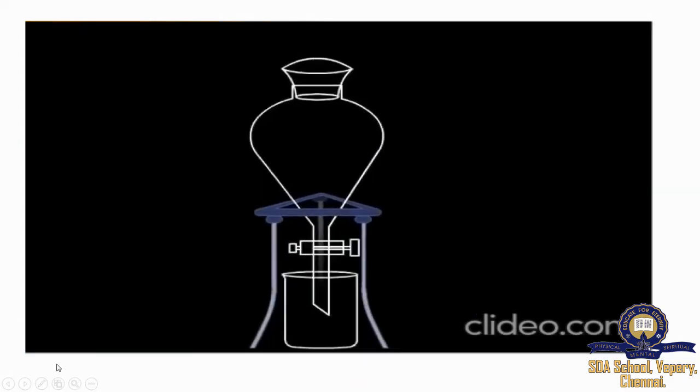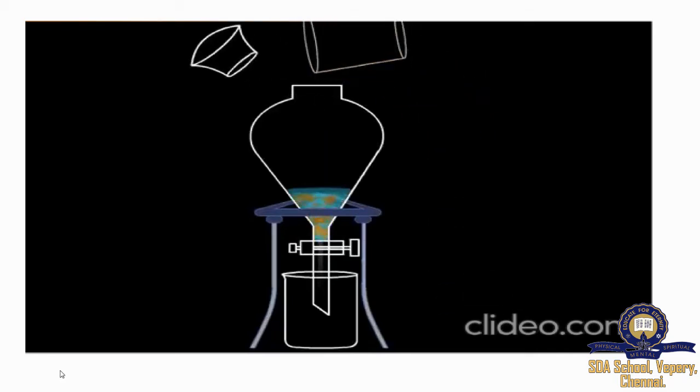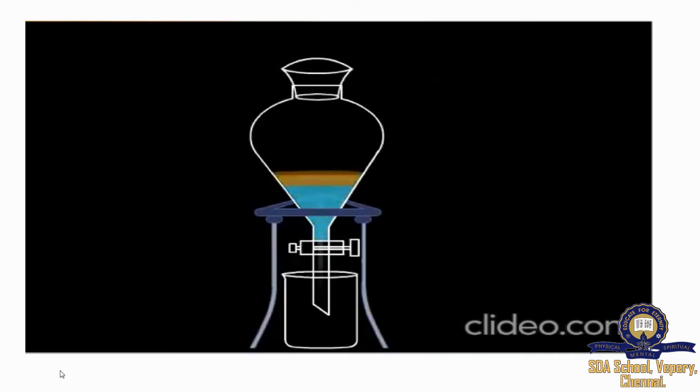A separating funnel is a special type of glass funnel which has a stopcock in its stem to regulate the flow of liquid. To separate a mixture of oil and water, follow these steps. Pour the mixture into the separating funnel with the tap closed. Let the mixture stand undisturbed for some time. Two layers separate out. Oil being lighter forms the top layer and water forms the lower layer.